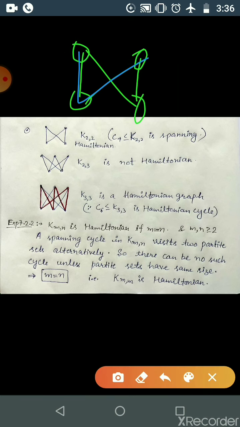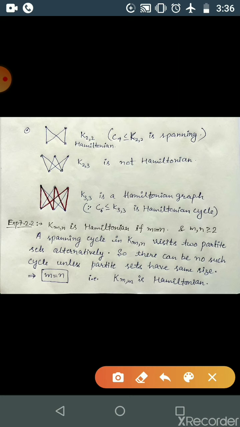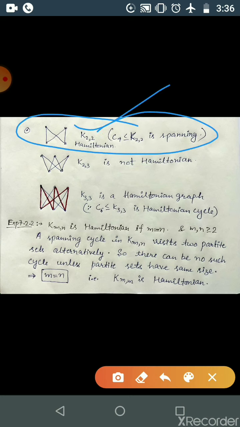How? So you have C4 present in this one, correct. So C4 is part of this Hamiltonian graph. So that's why this K22, the complete bipartite graph with M and N equal to 2, is Hamiltonian, okay. C4 is the spanning cycle here. So here I have discussed, correct.